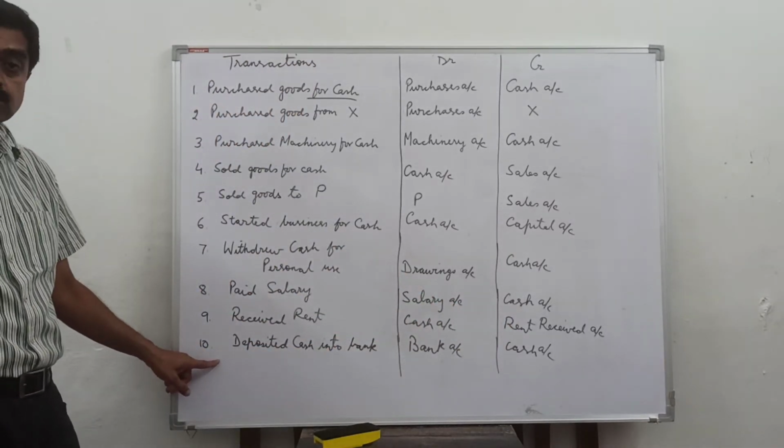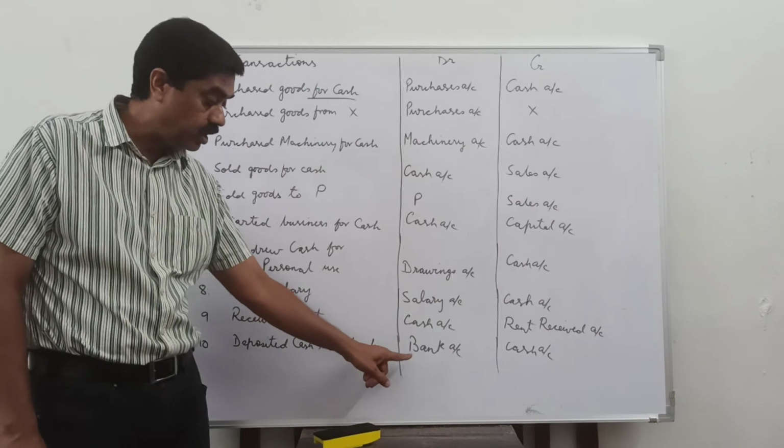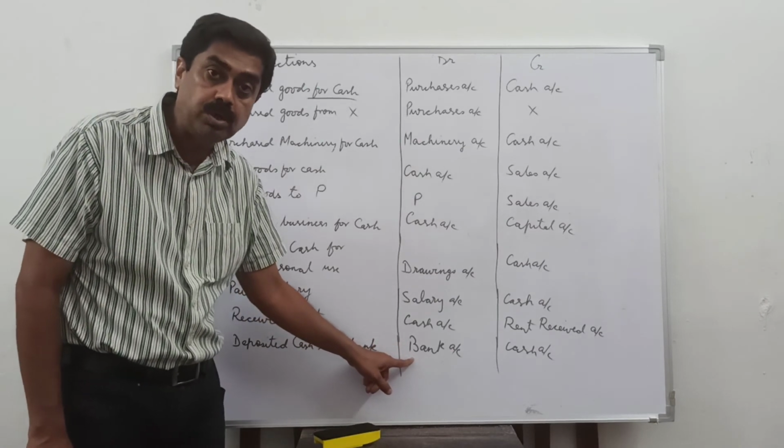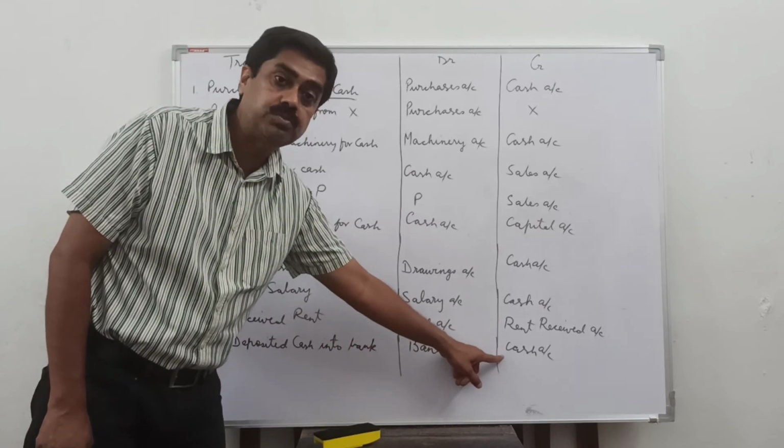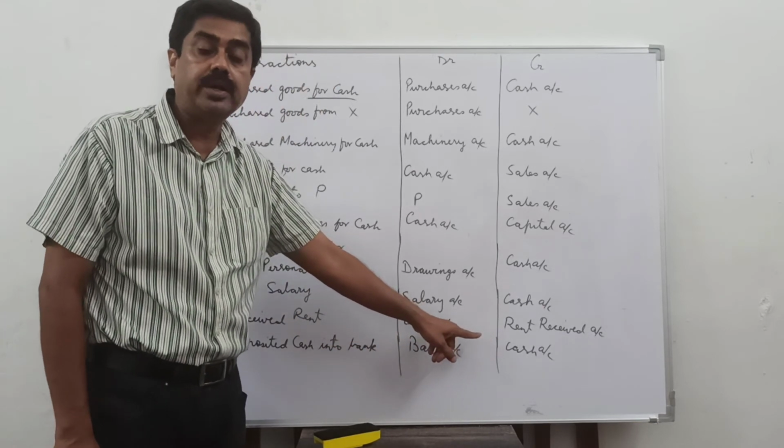Then the last one, deposit cash into bank. One account will be bank account, it's a personal account representing the accounts of the people. Debit the receiver, and from business point of view, cash is going out, real account, credit what goes out.